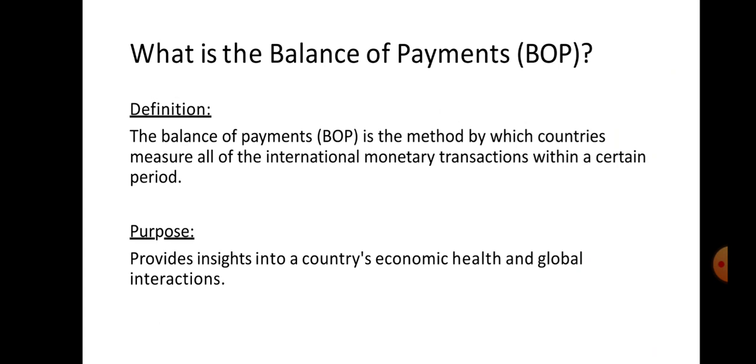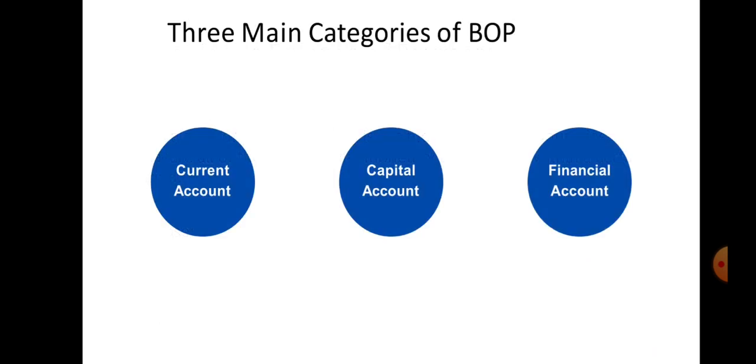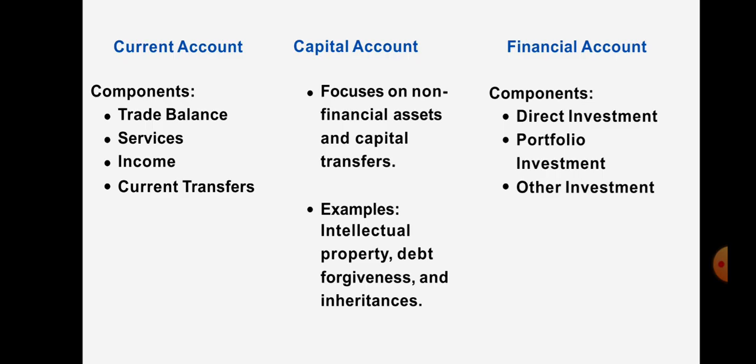Now moving to the next slide, we can learn the main targets of BOP, and they are divided into three categories: current account, capital account, and financial account. Now let's see what is current account. Current account deals with goods and services, income, and current transfers across the international boundaries. And moreover, current account deals with trade balance.